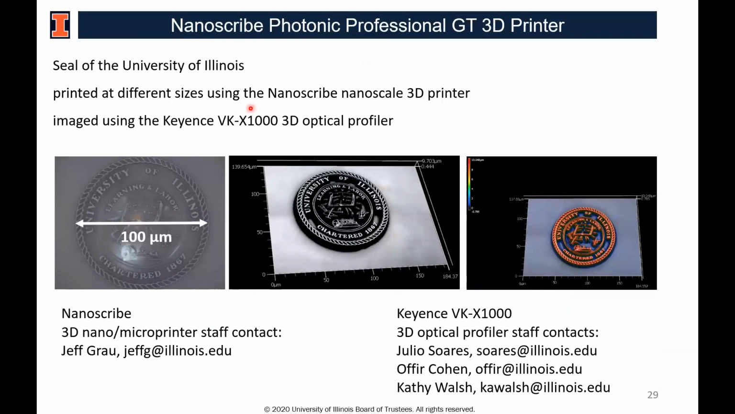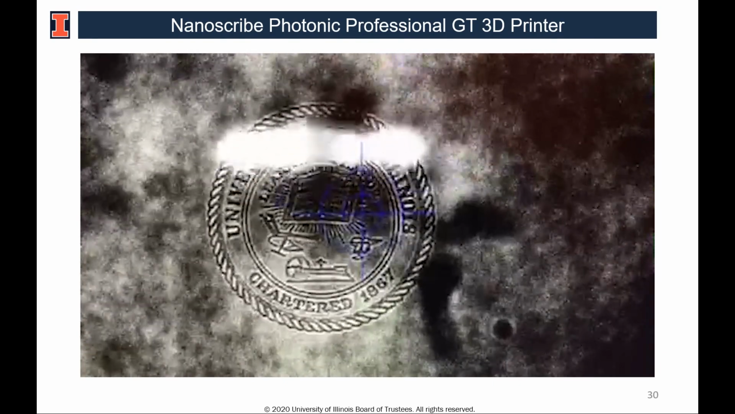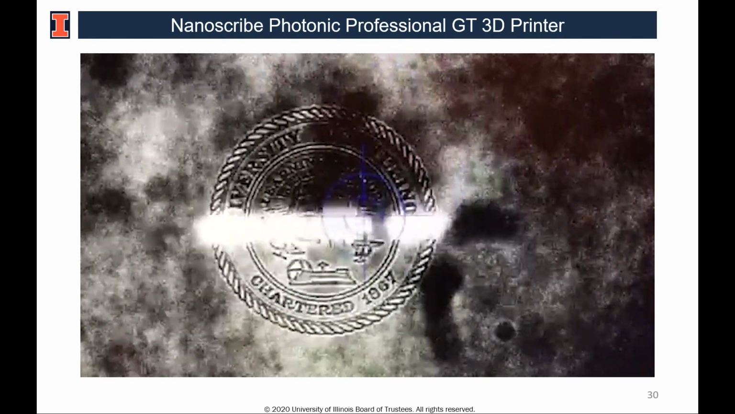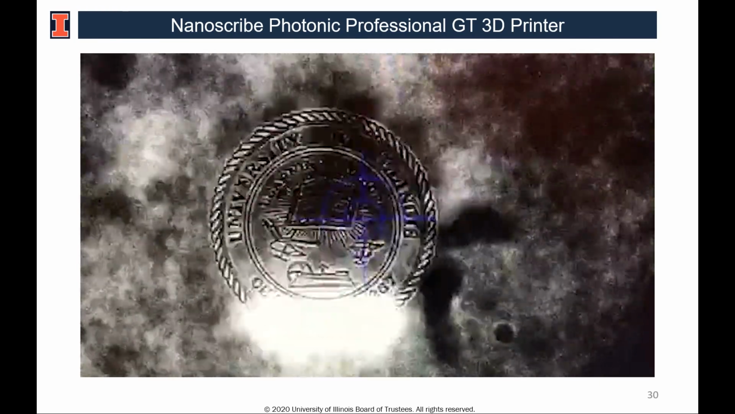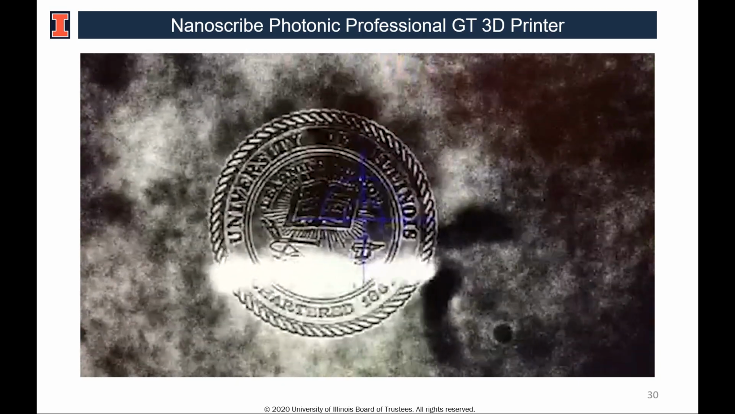Here we have the seal of the University of Illinois that was written on a Nanoscribe, again, using IP-Dip and a 63x lens. We can see a diameter of 100 microns. This picture shows the detail of the seal that was written at a different angle. And this one over here shows the detail with different luminescence. This was an actual video of the seal being written on the Nanoscribe. As it writes, we call it slices. Each slice will actually add more definition to the seal.